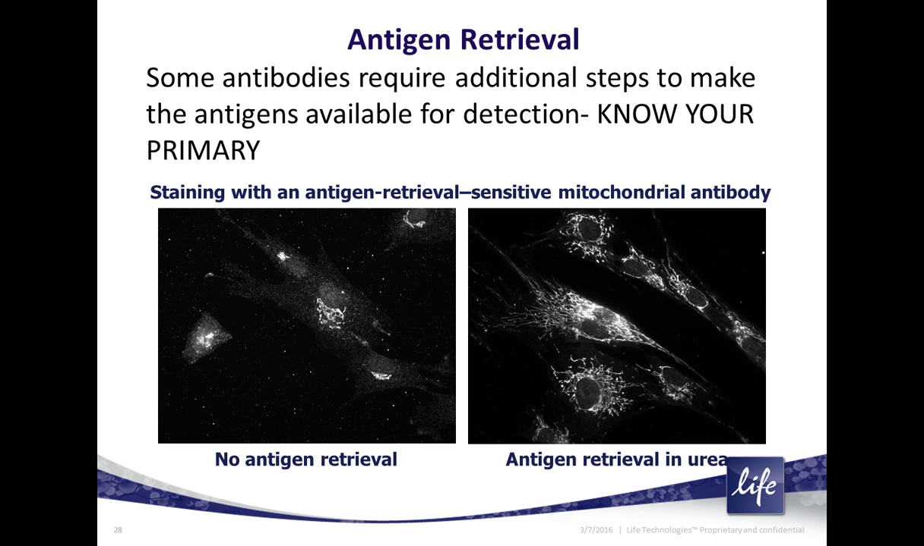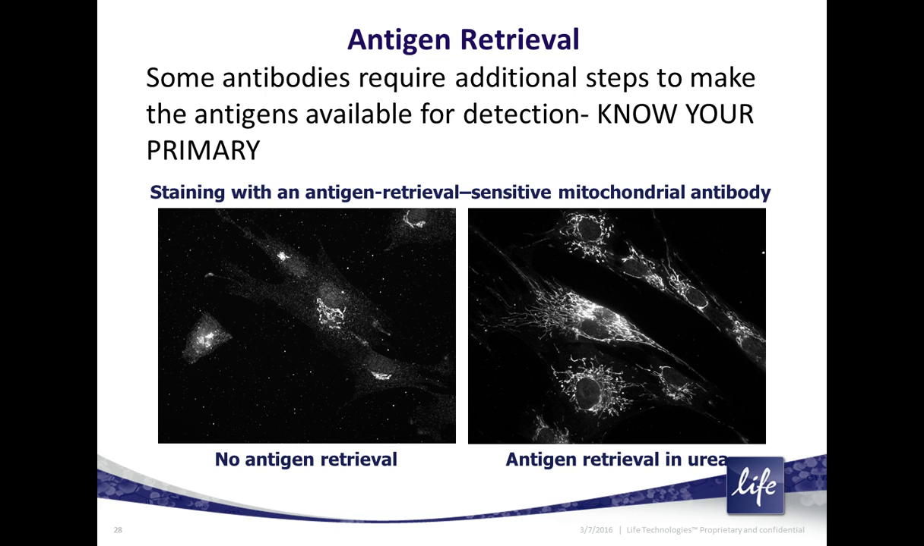And then finally, for Alexa Fluor dyes, is it wise to aliquot and store at -20 or 4 degrees? I think I answered that already. 4 degrees for short term, -20 for long term. By long term, I mean more than a couple weeks.